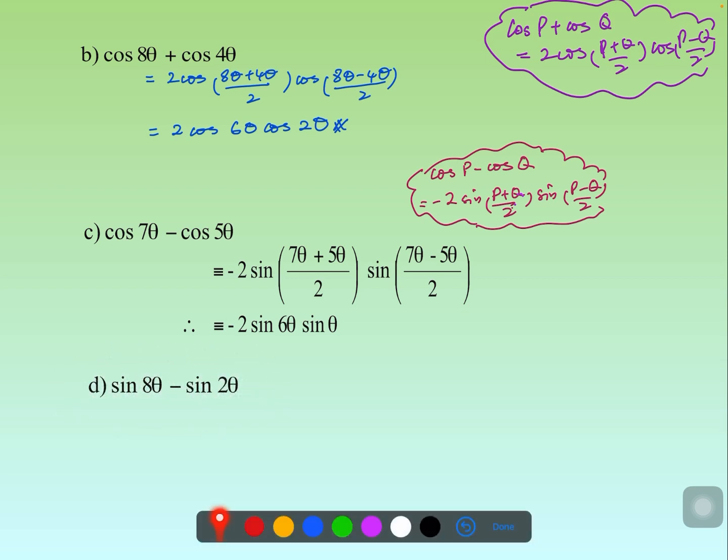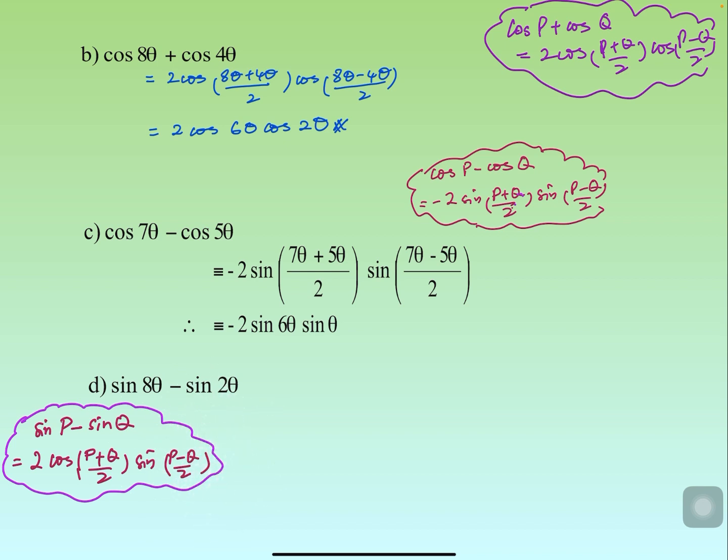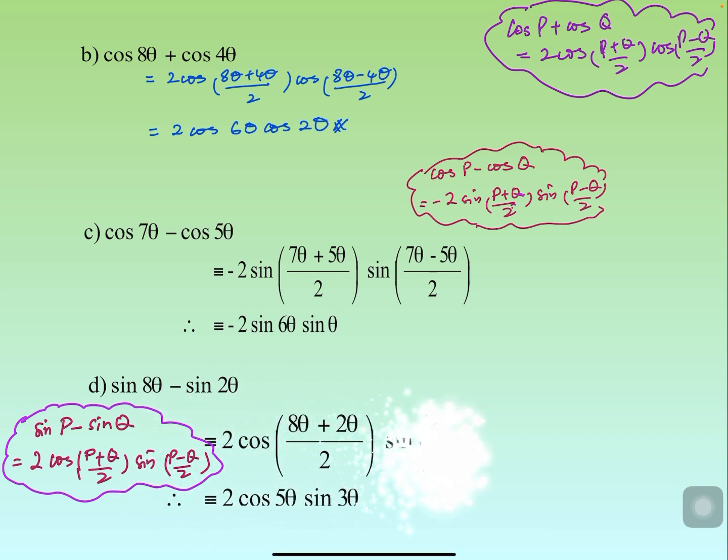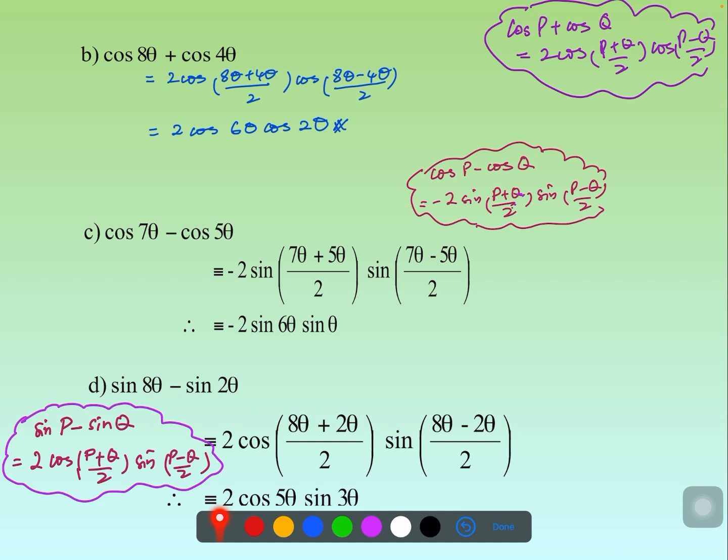D: sine 8 theta minus sine 2 theta. We are going to use the formula for sine P minus sine Q, which is 2 cos (P plus Q over 2) sine (P minus Q over 2). So just apply this formula. We will have here 2 cos, and P plus Q, 8 theta plus 2 theta, will be 10 theta, divided by 2, we have 5 theta. And sine (P minus Q over 2) is 8 minus 2, we have 6 theta over 2, we have 3 theta.